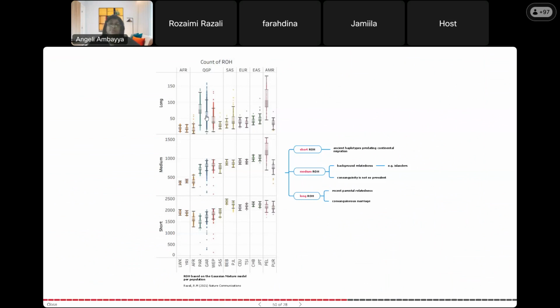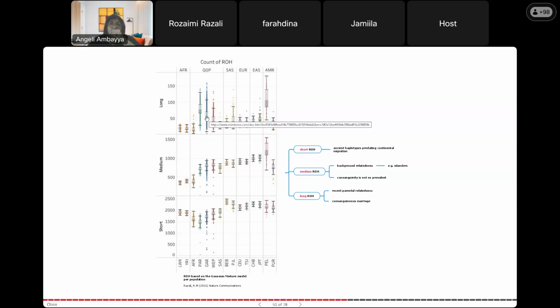Especially the PAR and the GA, they have a high rate of long ROH. Their median for long, their rate for long ROH is very high. So what this means is that it suggests recent consanguineous marriage have happened. But how recent and why?